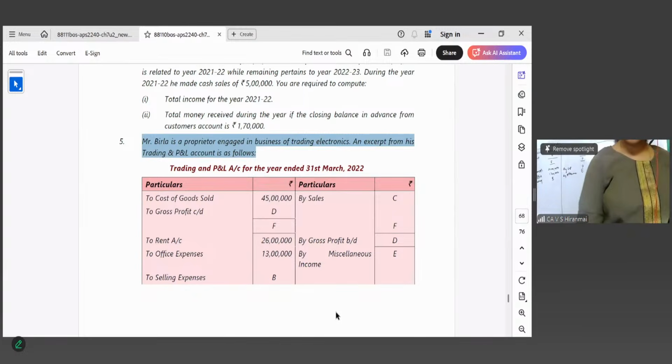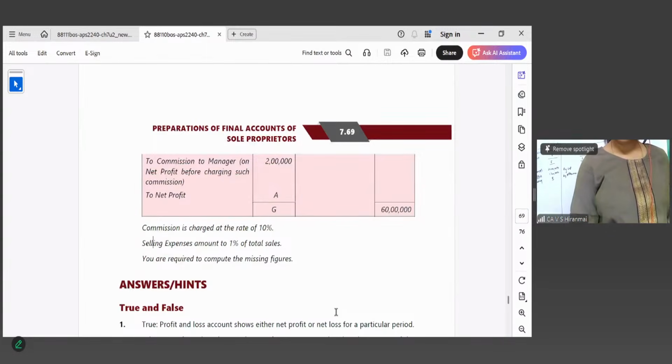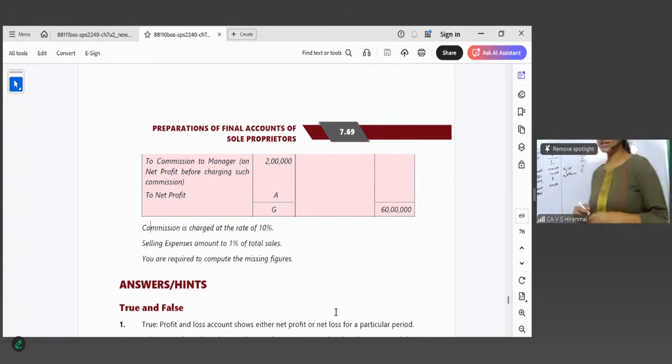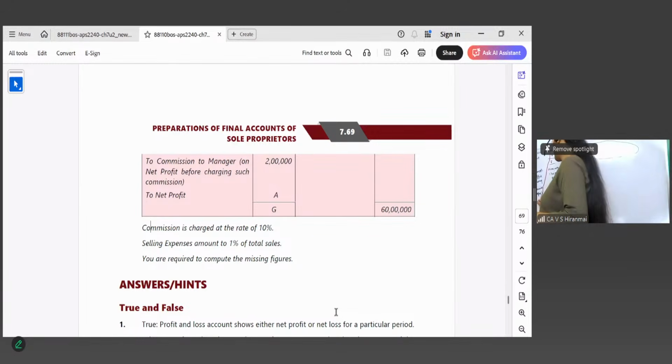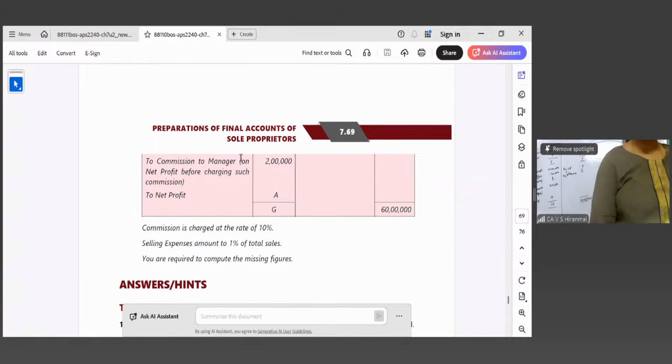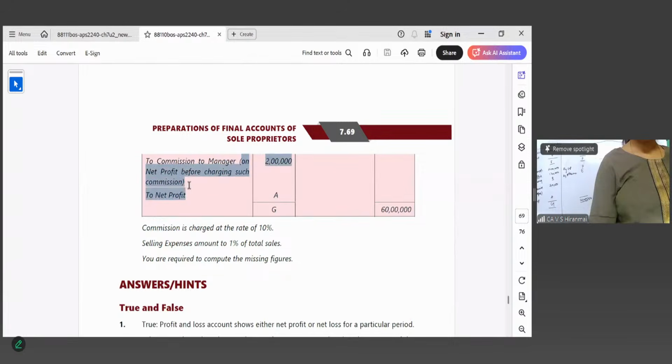And come down a little bit, to commission to manager is given as 2 lakhs. There is something written as before charging such commission. That is 2 lakhs. And to net profit, you don't know. That is the first one, A. And the final balance is here they have given you 60 lakhs. And this is given to you as G. Clear, everybody? So on the net profit before charging such commission, this is one point.